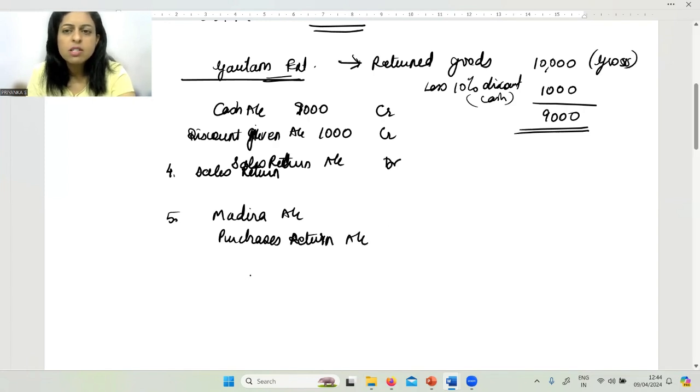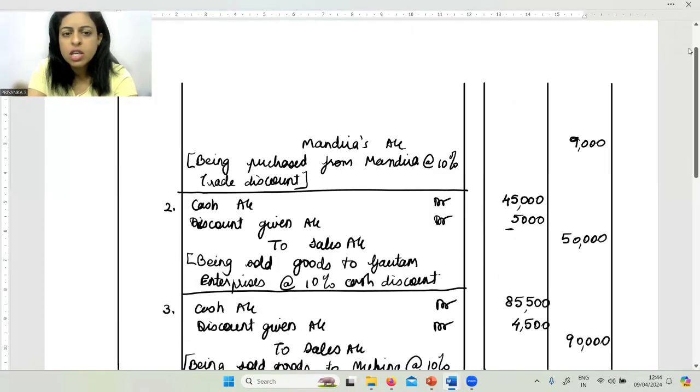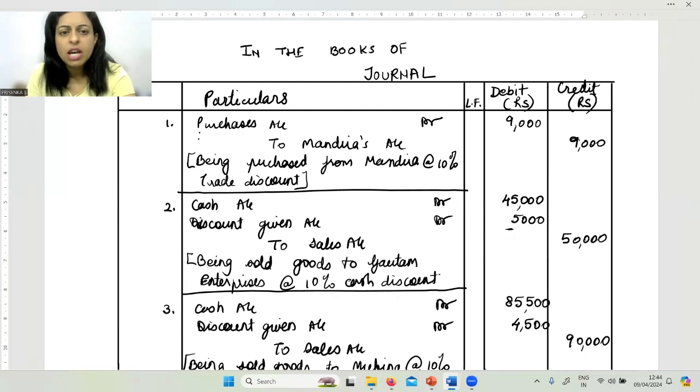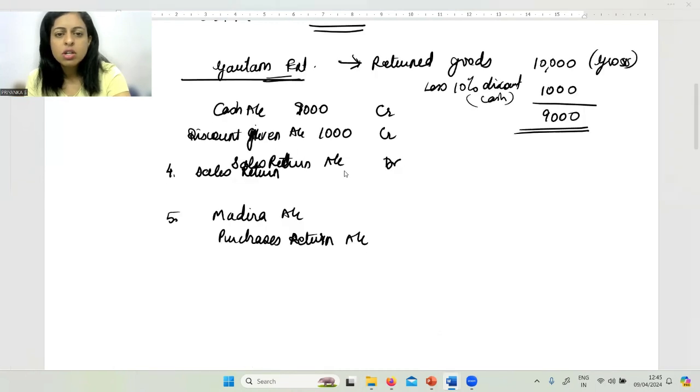Now you will say, where is discount given or discount account? Watch this transaction which we wrote in the first case. What did we write here? We wrote purchases and Mandira. There were only two accounts here because it was trade discount. Was there anything about cash? Nothing about cash. So there is no question about cash discount or discount given or discount reversal. Here we will directly net off the amount and write the return entry. So what is the return amount?